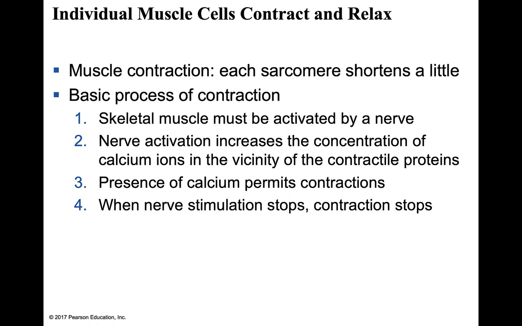Now, what we're going to see here, the skeletal muscle is what we refer to as being neurogenic. So it has to be activated by a motor neuron. And what we're going to see here is what that nerve activation actually does. It's going to increase the availability of calcium around those contractile proteins, actin and myosin. Now, the presence of calcium is going to allow contraction to take place, and when that nerve is no longer stimulating the muscle, contraction will then stop.